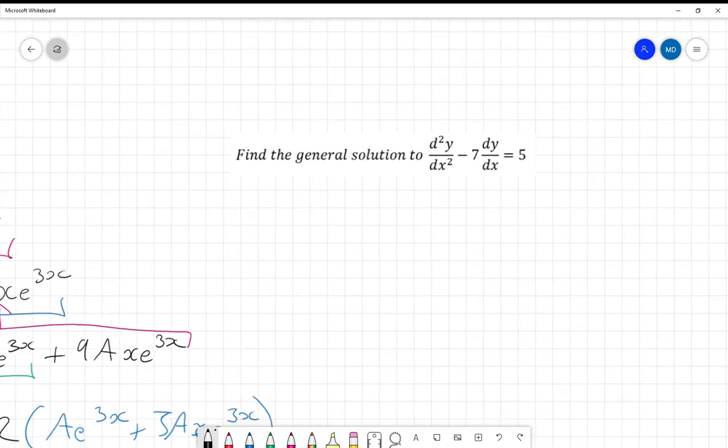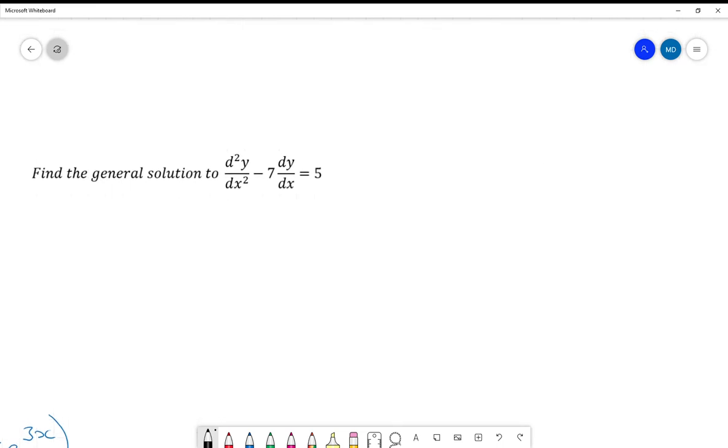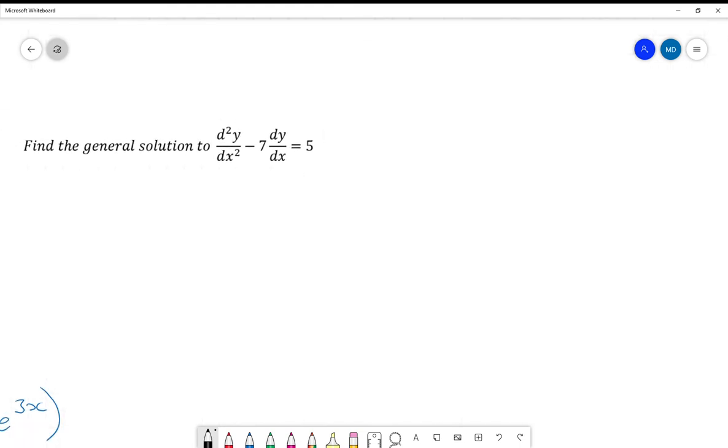And I'm going to move this. Now we're just going to work down across the side here. Solving this, find the general solution of d²y/dx² minus 7 dy/dx equals 5. And we get m² minus 7m equals 0. This is, of course, our complementary function solution. And that tells us that m is equal to 0 or m equals 7.